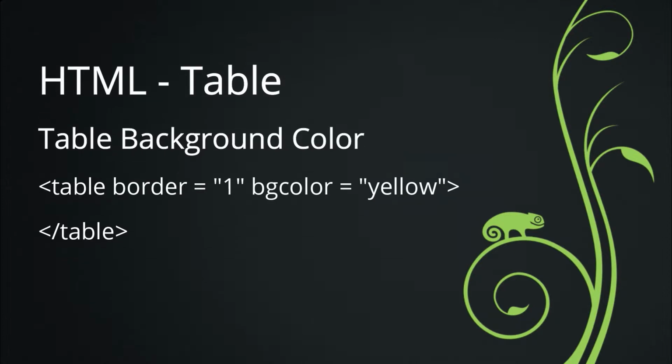Table background color. You can set the table background color by using the bgcolor attribute. You can set the background color for the whole table or just for one cell. Here bgcolor equals yellow. It means the table is created with a yellow background.